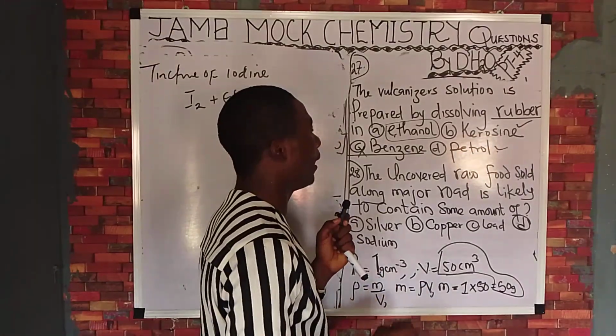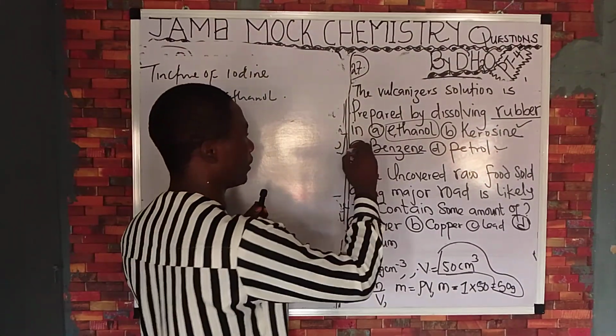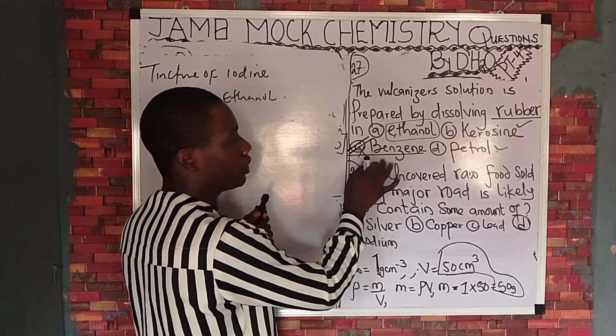It is prepared by dissolving rubber and other certain substances in benzene. So the answer is what? Benzene. Please take note of that.